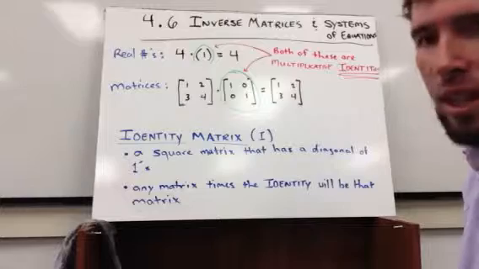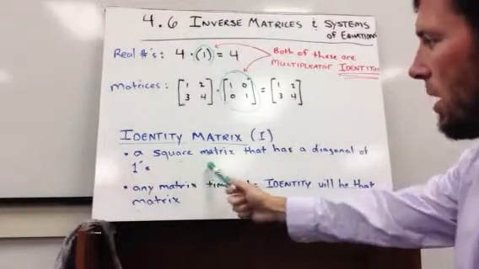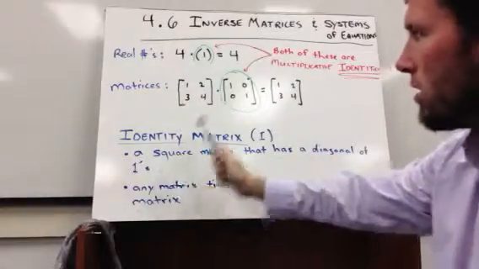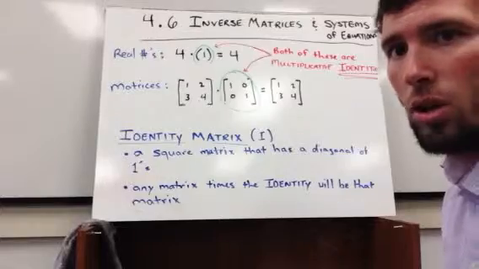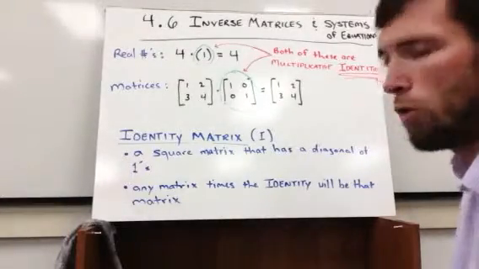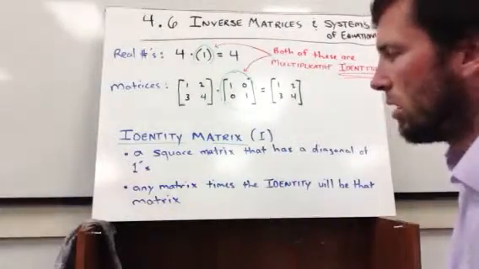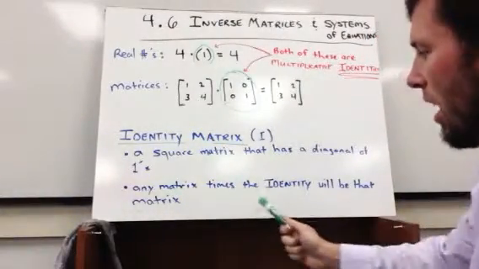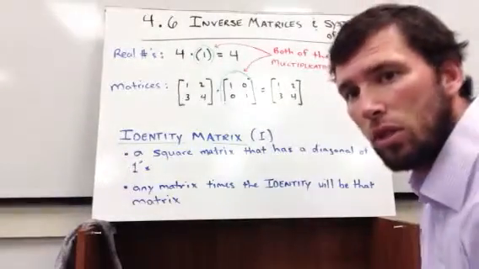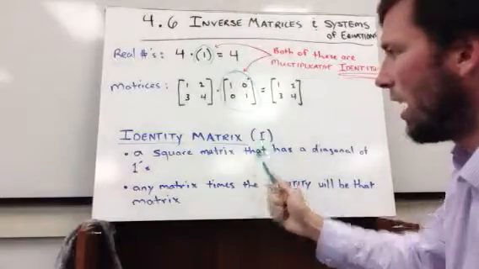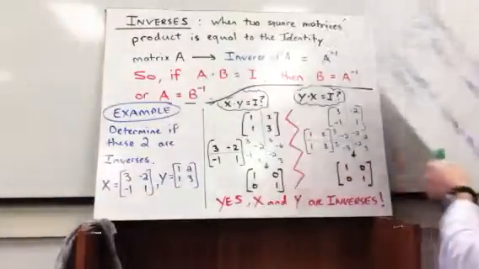So here's how you make an identity matrix. It has to be a square matrix that has a diagonal of 1s. So on that diagonal, it's always a 1. Where you don't have a 1, it's always a 0. That's pretty simple. So a 4 by 4 has that diagonal of 1s and all zeros everywhere else. Any matrix times the identity matrix will be that matrix that you used originally. All right, keep that in mind. And we use the letter I for the identity. All right? Let's go to the next piece.